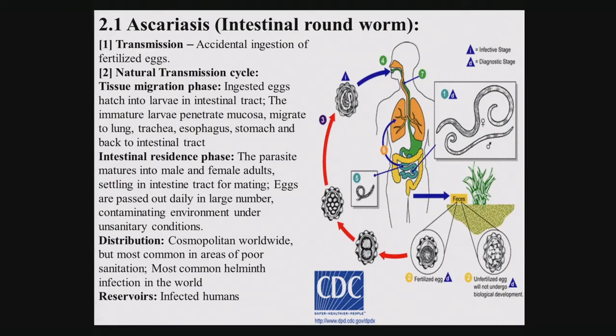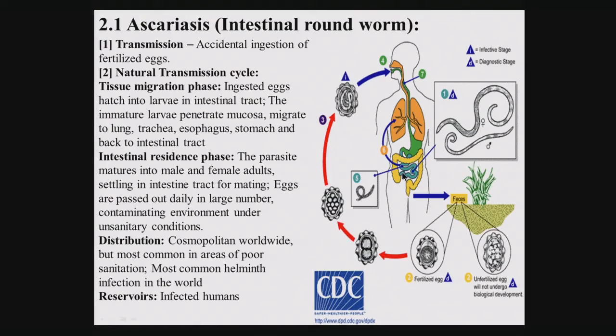So you can ask the question why the worm wants to do this. It is an interesting issue. Nobody really knows. They need to go through this kind of migration in order to have the right environment to develop further into the adult worm. If you just put the first stage larvae into the intestinal tract, they will die. They need to go through this process.